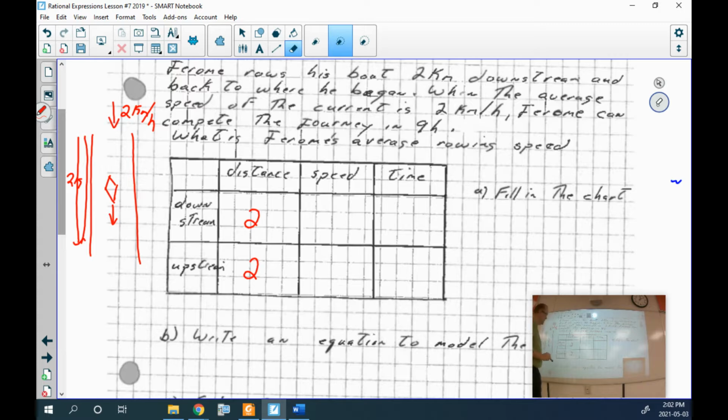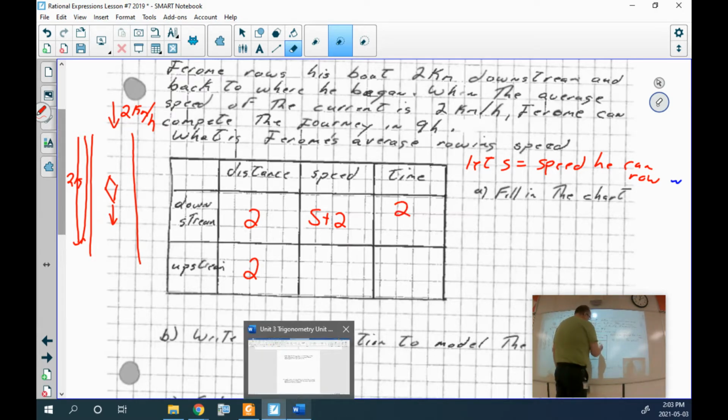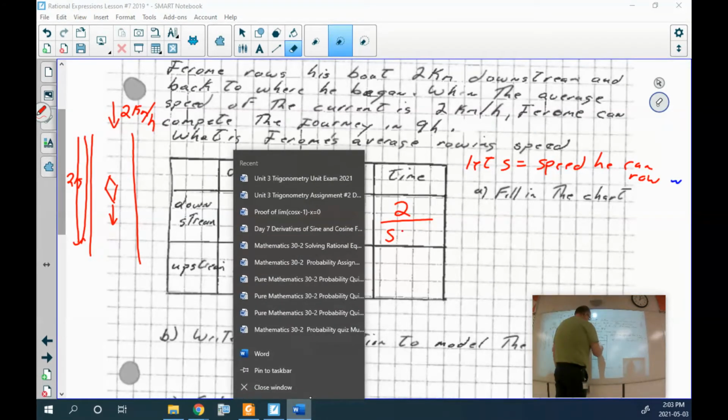Okay, so his speed will be however fast he can row the boat, which I'm going to say let s equal the speed he can row, so s plus 2 kilometers per hour. Define our variables so you remember what they are. So when we look at time here, the time it takes him to go downstream 2 kilometers is 2 kilometers over s plus 2.